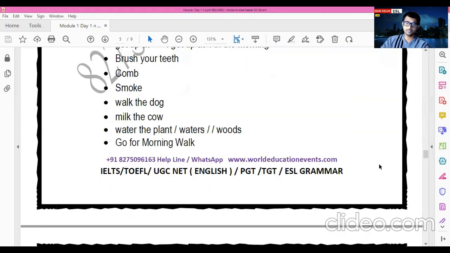In case you're having a cow or buffalo, do you milk the cow, or do you milk the buffalo? Okay, so this is how you can say it. The possible reply can be, I milk the cow, I don't milk the cow.